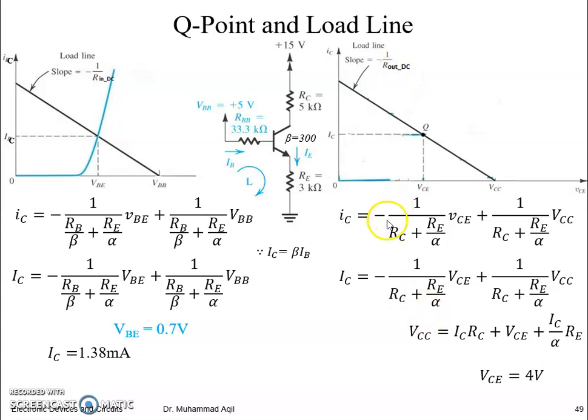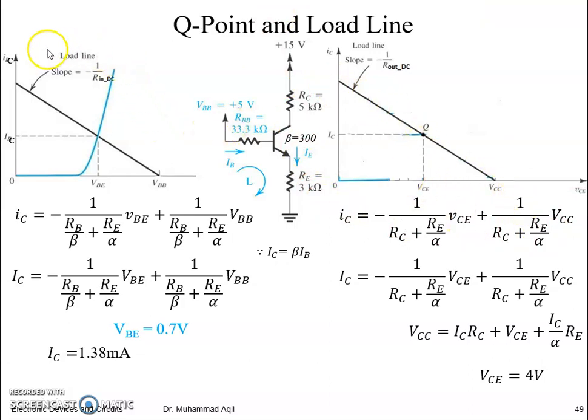Because this slope is within the output loop equation, we named it R out. And why DC? Because this whole equation is obtained with the DC supply only, so this line is called the DC load line. Remember, if you are asked to find a DC load line, you have to find at least the output characteristics curve based DC load line.